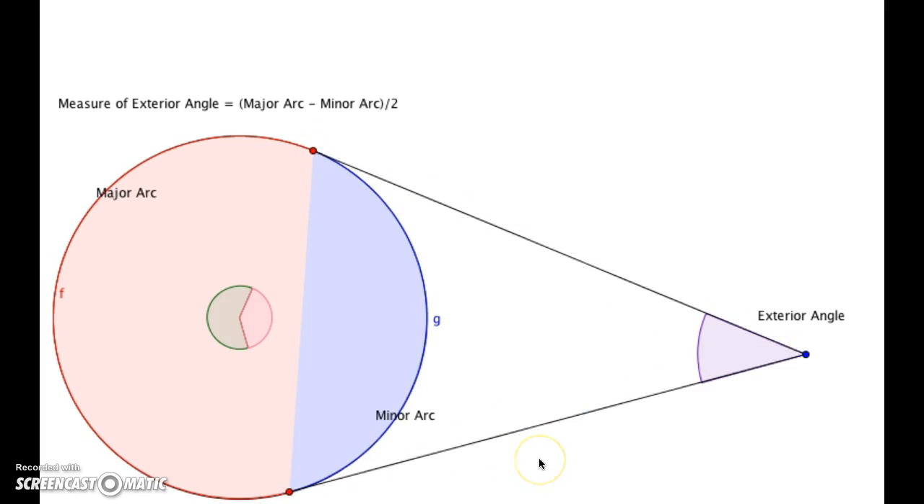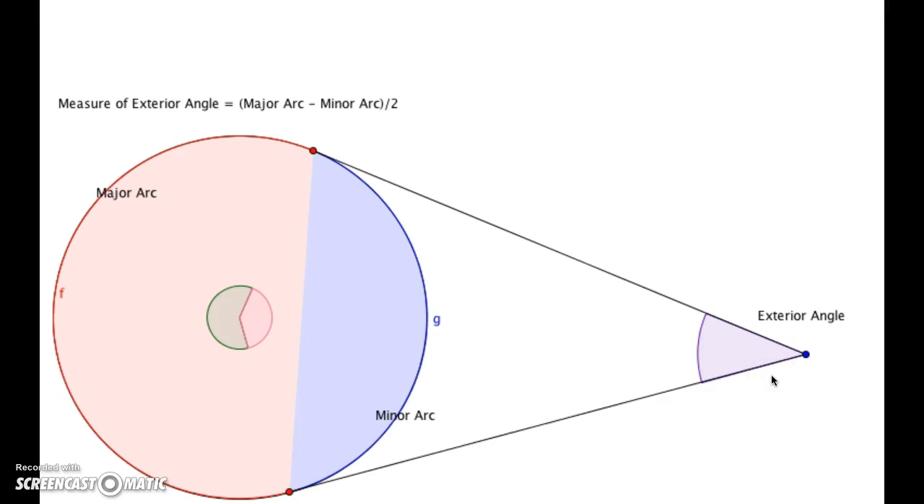So remember when we did that whole activity about a point outside of the circle and the two tangent lines to the circle that also go through that point? We were actually creating an exterior angle.